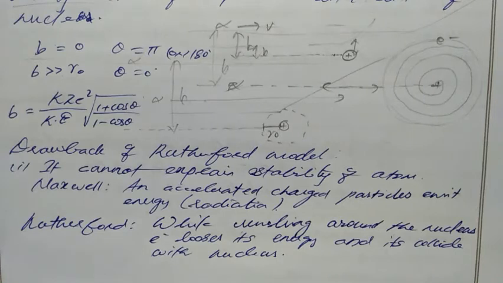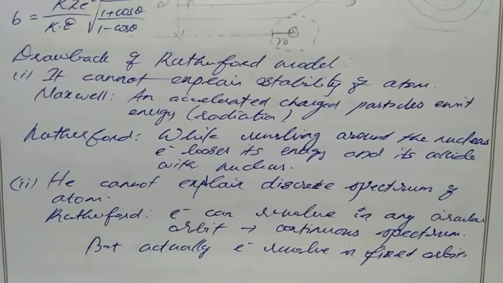Another drawback: he cannot explain the discrete spectrum of the atom. Spectrum means a kind of energy lines. When an electron moves from the s orbital to the p orbital, or in the spdf or KLMN shells, moving from one shell to another, it will emit energy. With the help of that energy, we can draw a spectrum, a spectrum line.